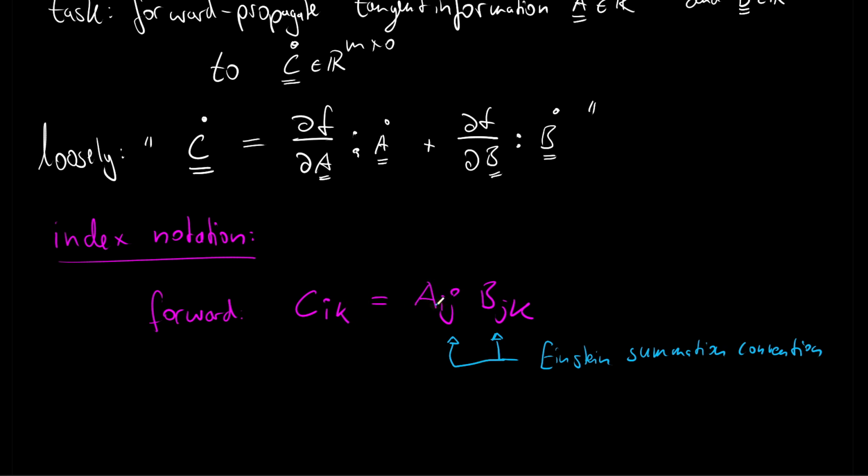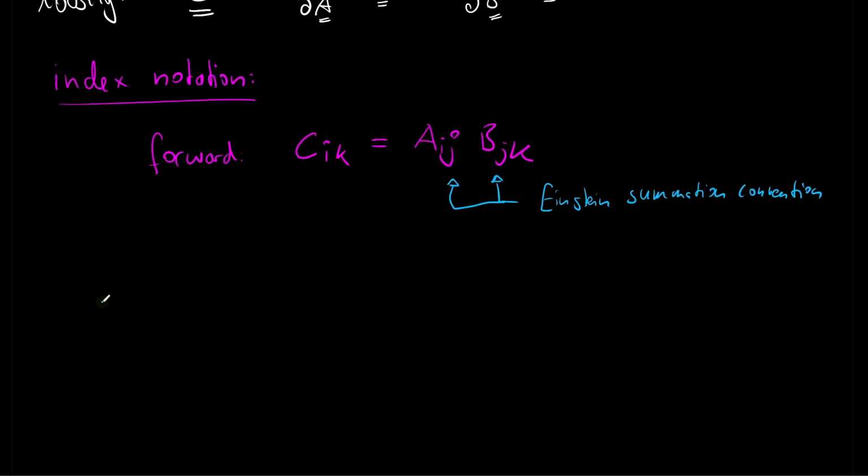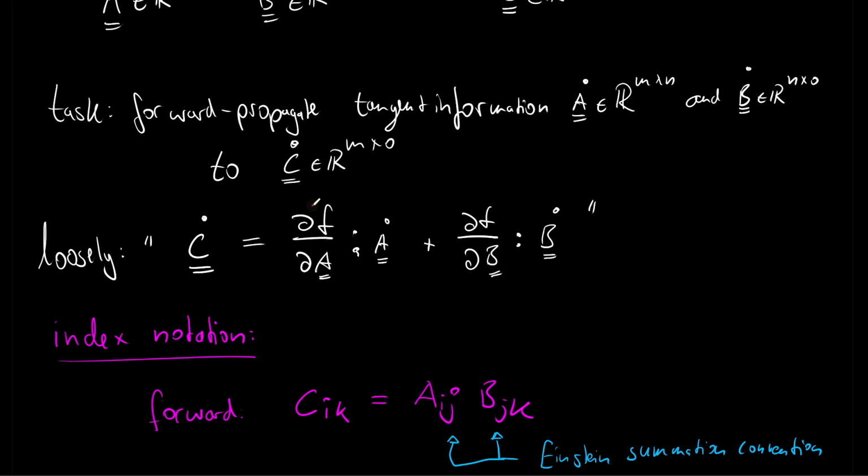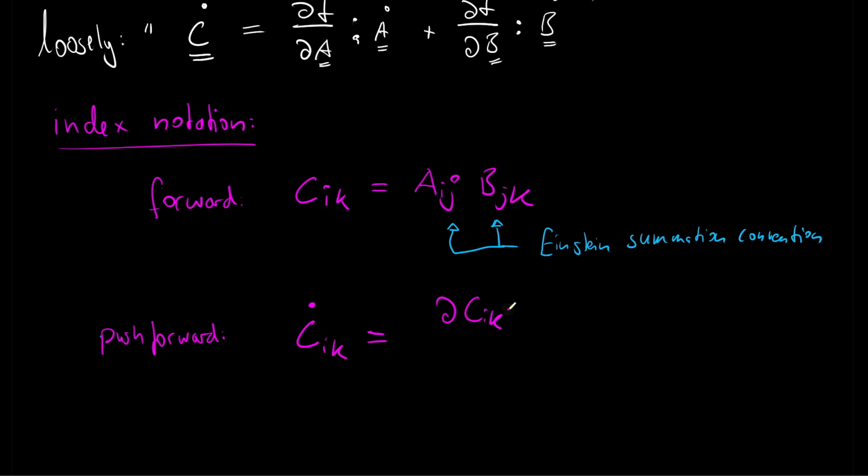And also as a consequence, the output matrix will then have the indices that are left untouched, so i and k. Similarly, we can write down the push forward rule. So we will get the dot on C_ik to be the derivative of C_ik. And here I'm using the output, so I'm saying that the function is equivalent to its output. So the derivative of C_ik with respect to, and now let's introduce some new indices, let's for instance use A_mn, and then multiply this with A dot_mn.